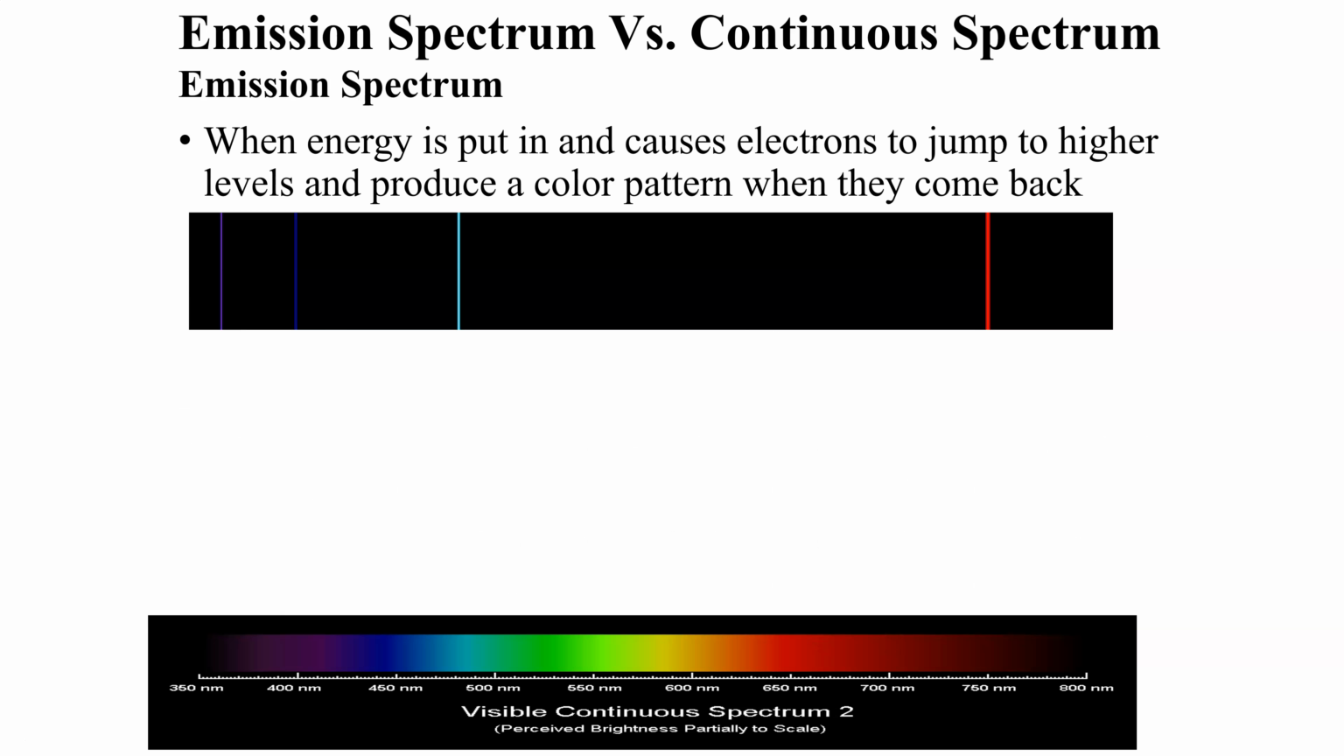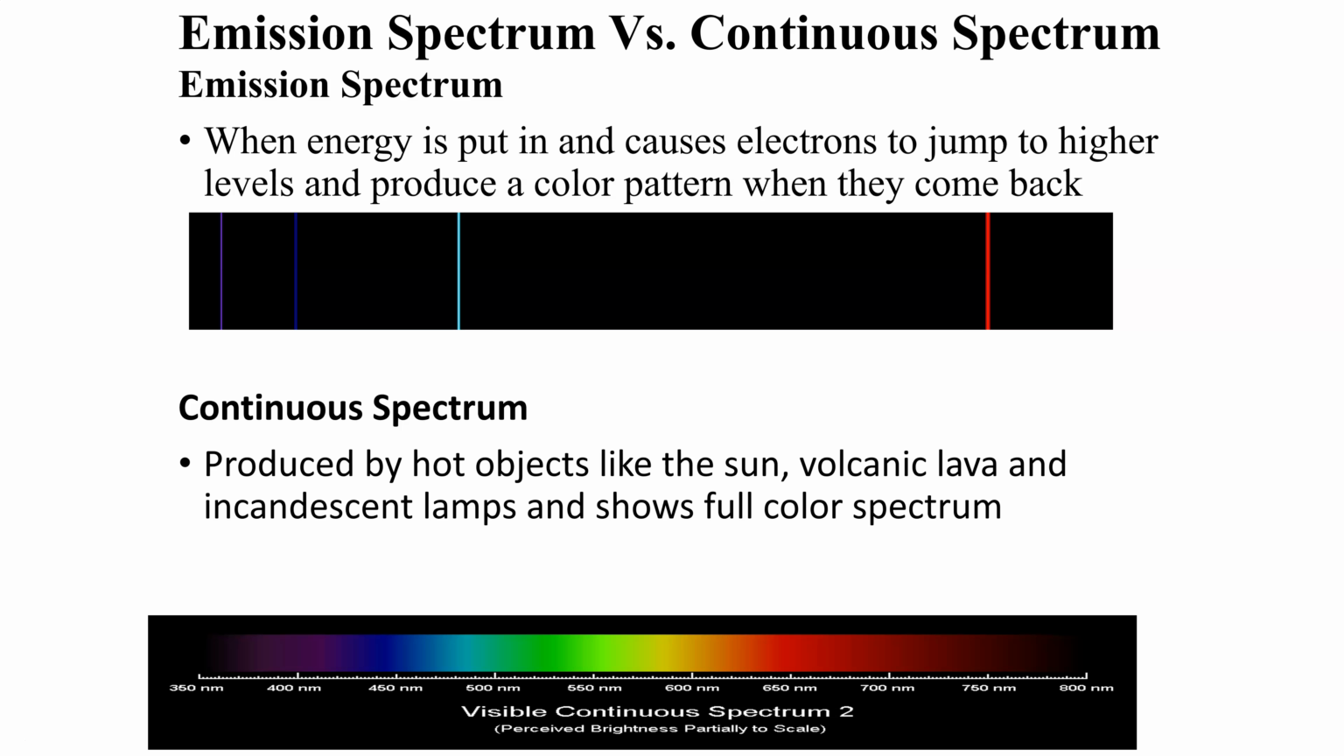So when energy is put in and causes electrons to jump to higher levels, you get the emission spectrum as you're seeing here. Everything has a very unique pattern based on what element it is. Continuous, on the other hand, is produced by hot objects like the sun, volcanic lava, and incandescent light bulbs, and shows the full spectrum. So the light we get from the sun, from incandescent light bulbs, and from a volcano are all going to have a continuous spectrum. You see all the colors of the spectrum, not just these 4 little bands you would see for the emission spectrum.